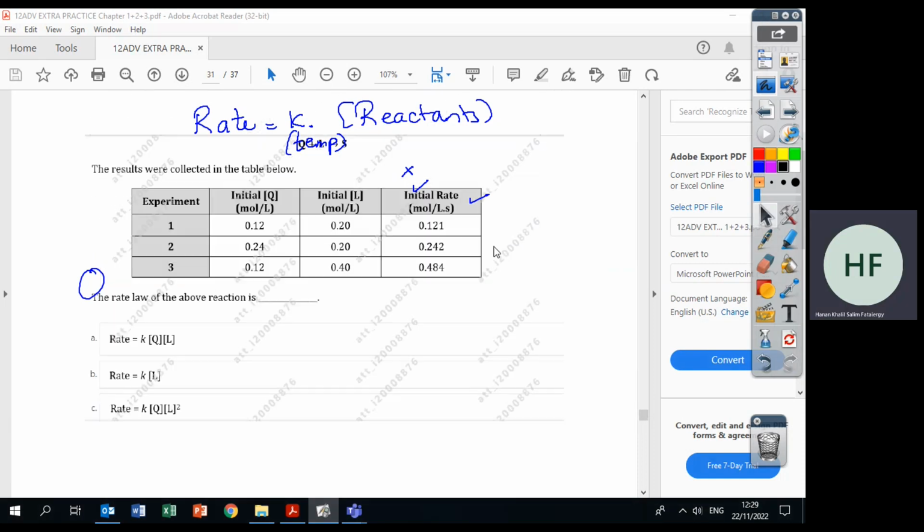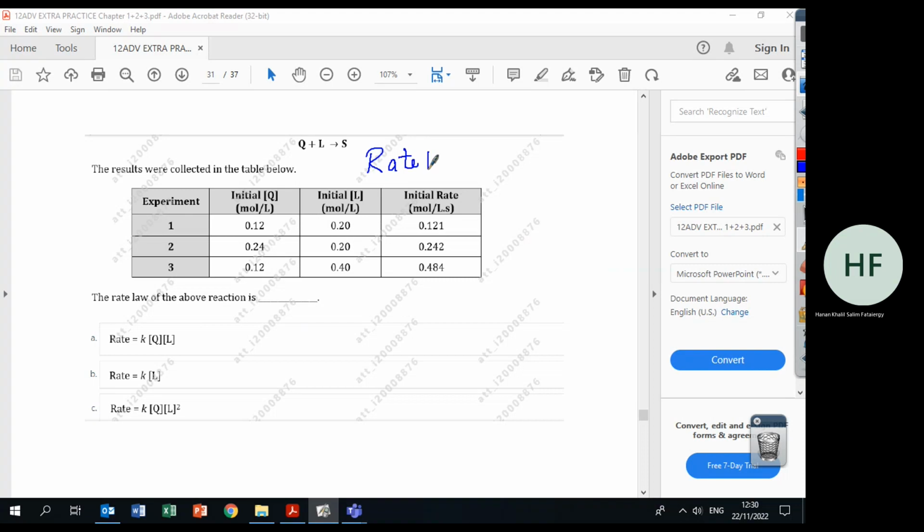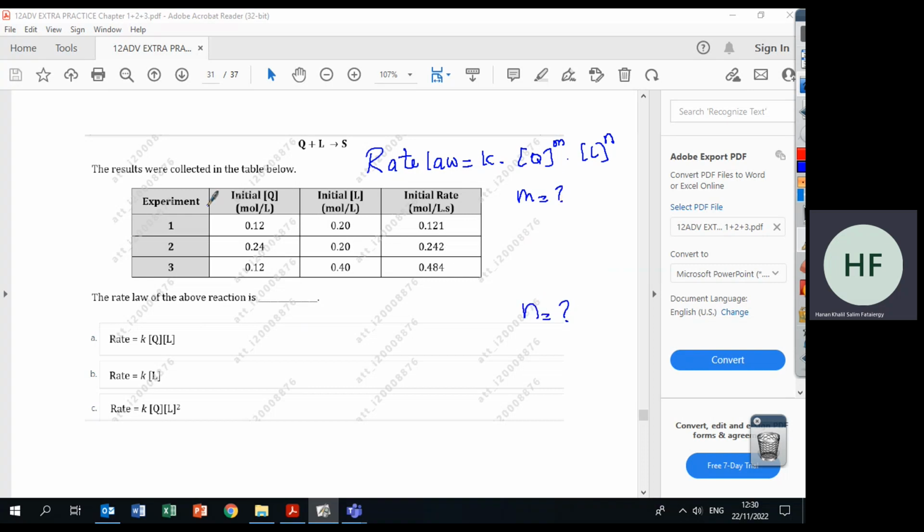Okay, another question. Now in this question, you need to find the rate law. Remember, first I will write the rate law is equal to K times the reactants, which are Q and L. I will say this is power M and this is power N, and your job is to find M and to find N. How do we find M and N? By experiment. How many experiments do we have? 3.